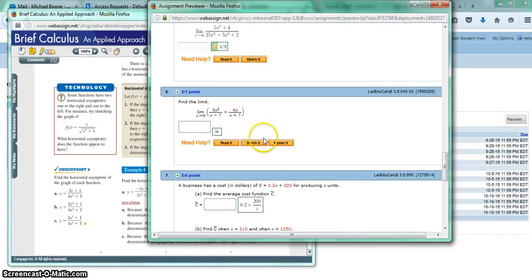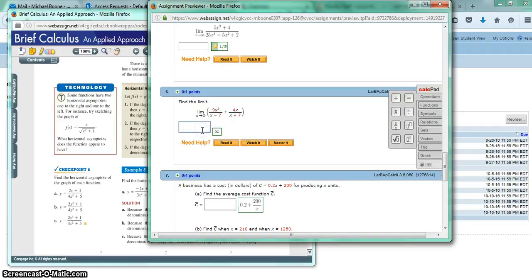Number 6, similar again, as we go to infinity on this one, since the degree is larger on top than on the bottom, this one does not have a horizontal asymptote. This one would be a 4, but we have something that's going off to infinity and something that's going to 4, so 4 plus infinity kind of gives you the idea that it's still going to infinity.